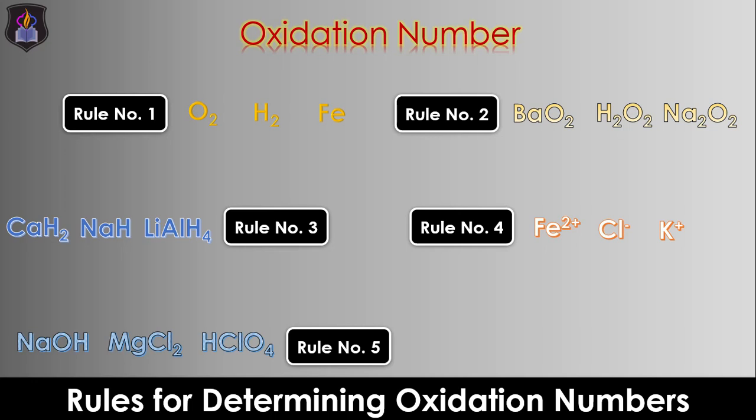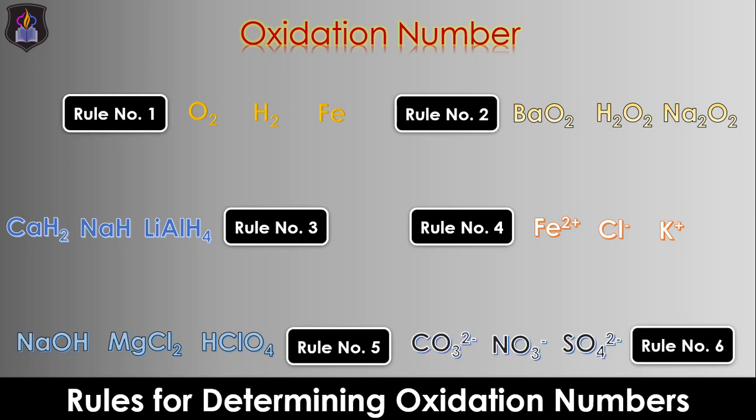Rule number 5. In a neutral compound, the aggregate sum of the oxidation numbers of all the elements present in the compound is equal to 0. In the examples on the screen, the sum of the oxidation numbers of sodium, oxygen, and hydrogen in sodium hydroxide is equal to 0, the neutral charge on the compound. Same is applicable to other compounds.